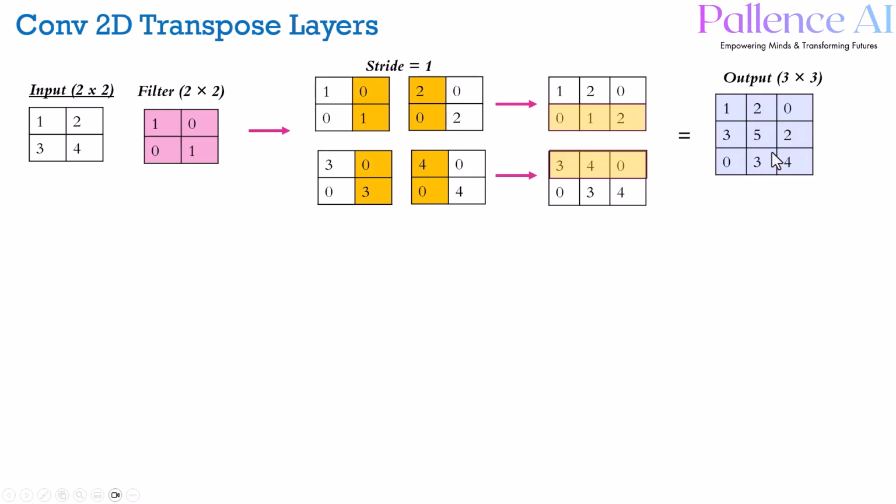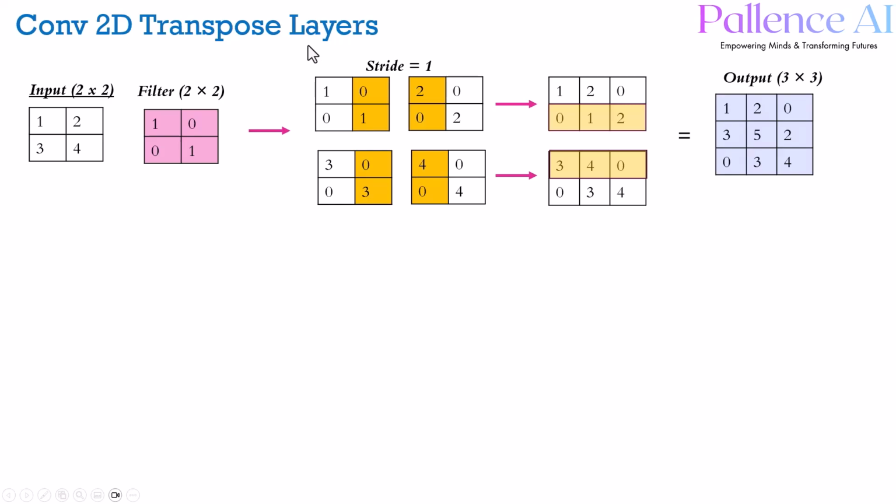So this is your convolutional 2D transpose operation. Basically what happened is we took an input shape of 2x2 pixels and upscaled it to an output shape of 3x3 pixels. That's one of the main functionalities of the Conv2D transpose layer.